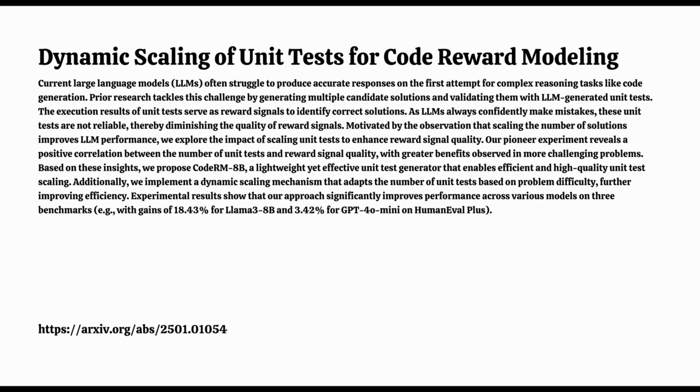Today we're diving into dynamic scaling of unit tests for code reward modeling. It's a research paper that explores how to make large language models, or LLMs, write better code. You know those AI chatbots that are making all the headlines? Well, they can write code, but they don't always get it perfect. This research explores using LLMs to write unit tests, which are like mini exams for code, to improve the accuracy of other LLMs writing code.